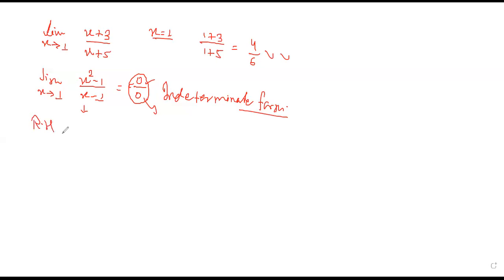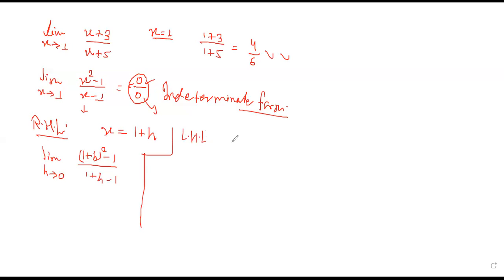Now, when you take RHL, RHL means x is equal to 1 plus h, for limit h tends to 0. Then it will be ((1 plus h) whole square minus 1) upon ((1 plus h) minus 1). This is RHL. When you put x is equal to 1 minus h, with limit h tends to 0, it will be ((1 minus h) whole square minus 1) upon ((1 minus h) minus 1). Now, if this limit exists, then LHL must be equal to RHL.